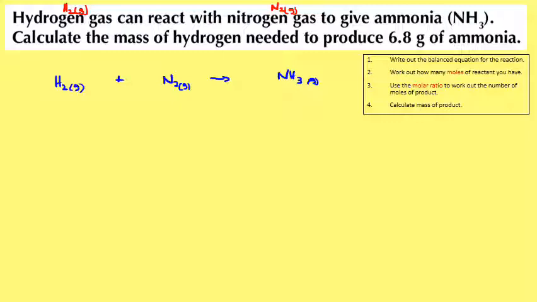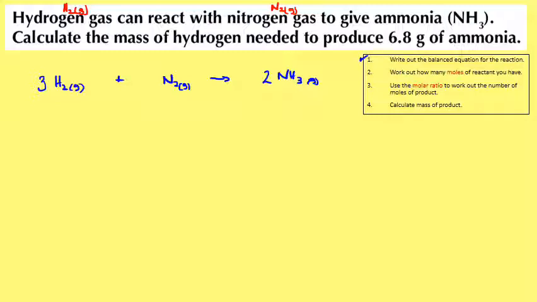Okay, so we want to balance this equation, so let's look at nitrogen first, shall we? We've got 2 nitrogen atoms on the left hand side, and so we want 2 nitrogen atoms on the right hand side. So now nitrogen's balanced. But now on the right hand side we have 6 hydrogens, and so we would need 3 hydrogen molecules on the left hand side. So that is now balanced. So that's step number 1 done.